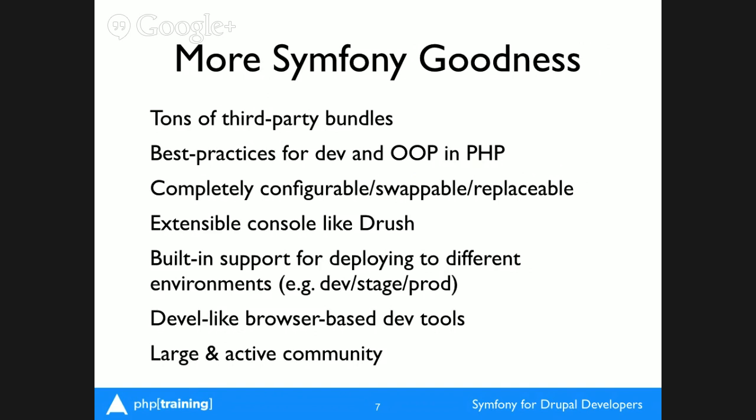And when you need to rip out a piece of the application because the way it's implemented just isn't performant enough or scalable enough, you can do that. And the rest of it just keeps working because of the way it encourages you to develop. It also has a console like Drush, a command line app that's extensible and you can add things to. When you add a lot of these modules, they also come with new commands. And it has built-in support for deploying to different environments.